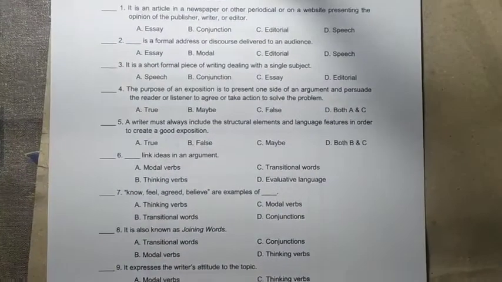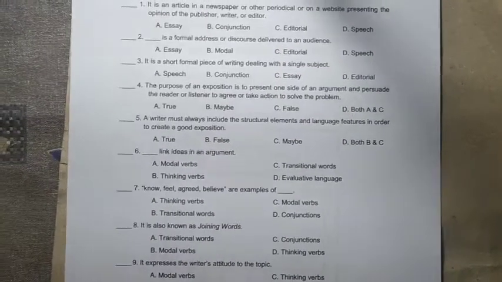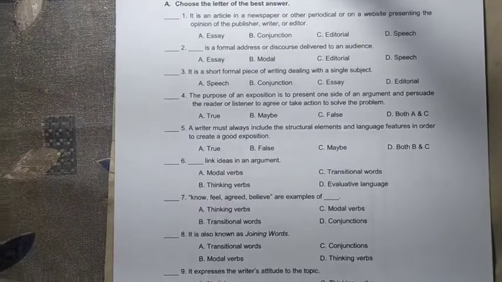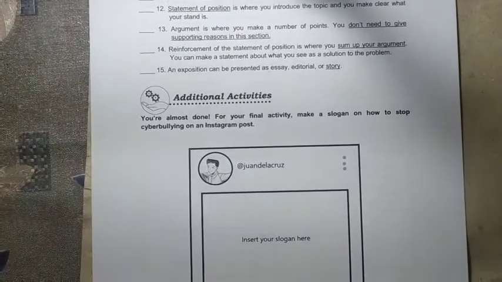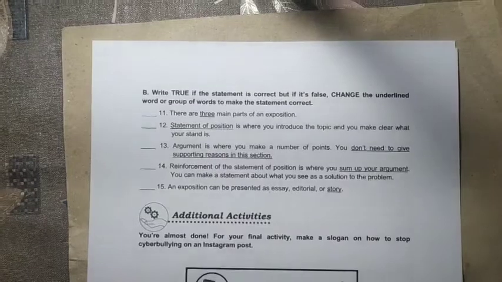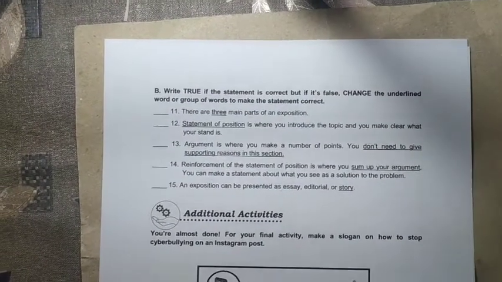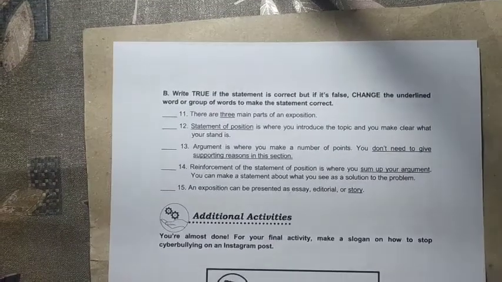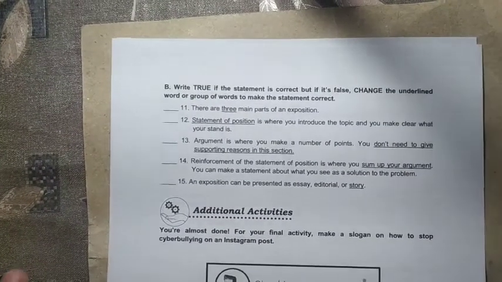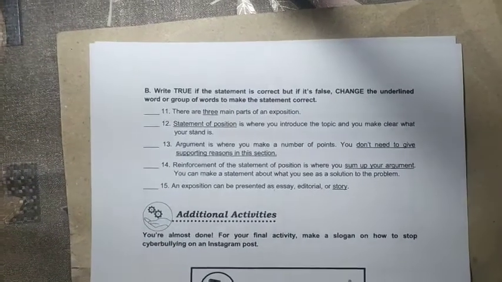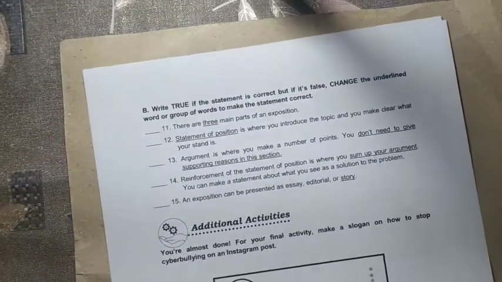Then the assessment. There are 10 items. You will read each item in each number. Then you will just choose the correct letter of the answer. Then true or false. If it is true, you will just write true. Then if it is false, you will change the underlined words that make it incorrect. So 11 to 15, if it is true, write true. If it is incorrect or false, you will change the underlined one.